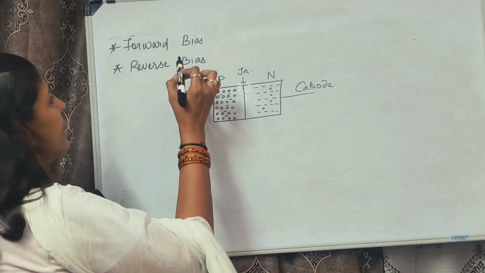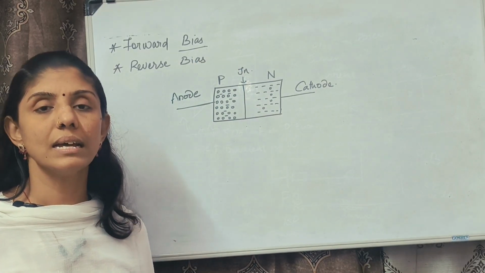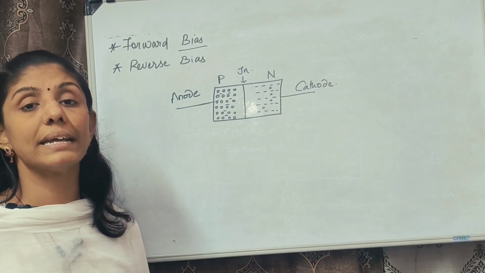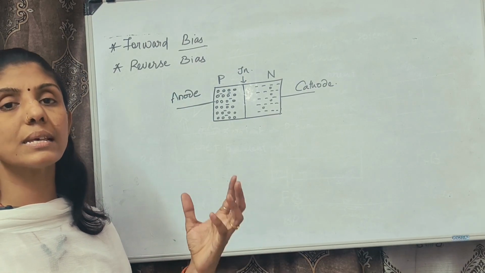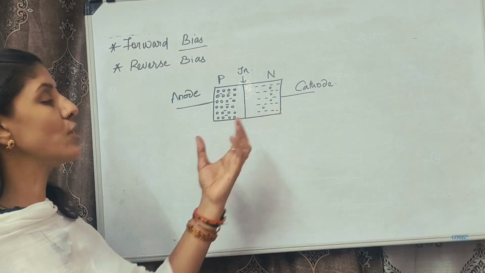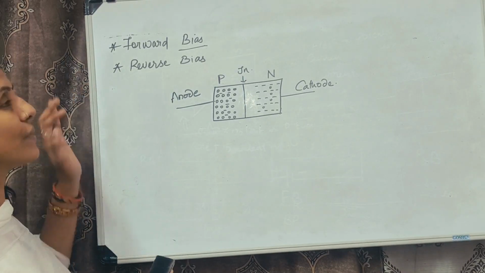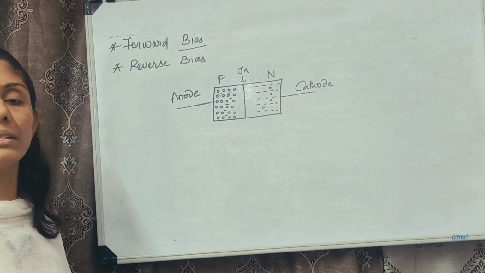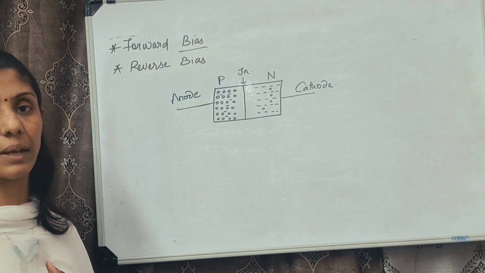You want to know what is meant by bias. So what is a bias? It is the application of external voltage. We are going to apply some voltage to this particular diode, and that is termed a bias. There are actually two types of biasing: one is forward biasing and the other is reverse biasing.